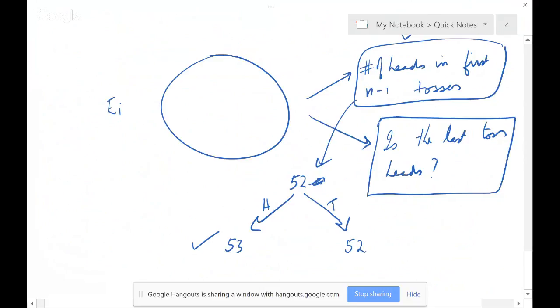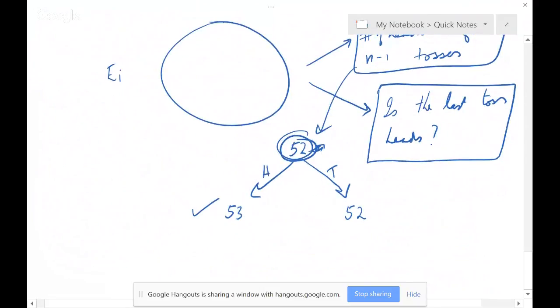Okay? And you can work it out regardless of what this was. The final outcome of odd versus even is going to be a half, based on whether the last coin toss was a heads or a tails.